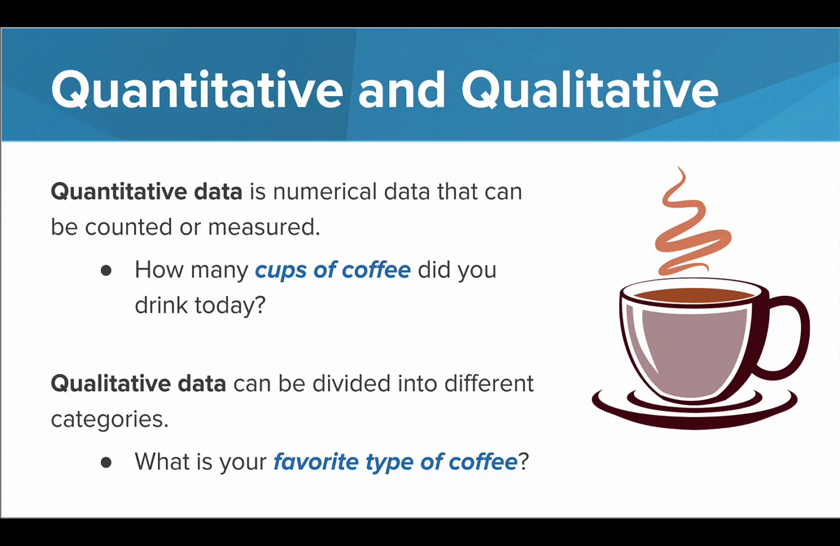If you're doing some sort of study on coffee, you may have a question like, how many cups of coffee did you drink today? That would be collected as quantitative data. You could also include a question like, what is your favorite type of coffee? That would be collected as qualitative data.